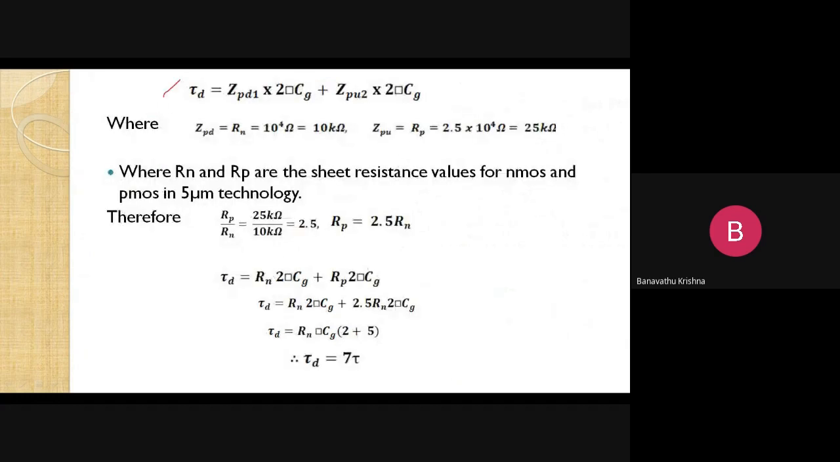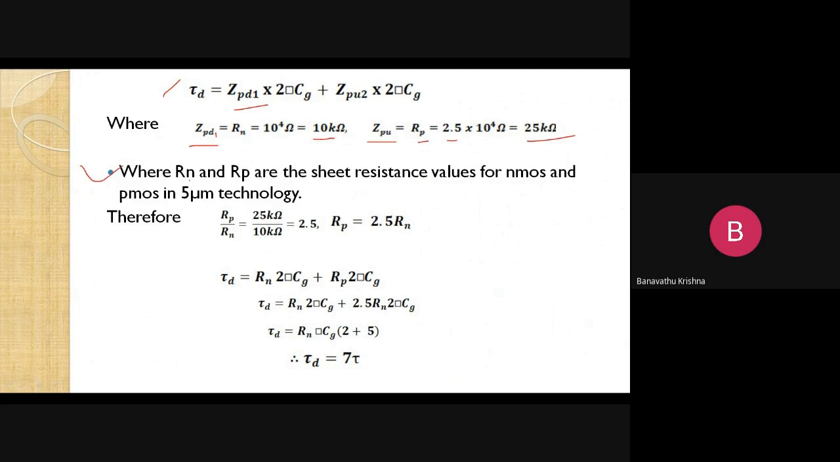So here the total delay equals Z pull down 1 into 2 square Cg plus Z pull up 2 into 2 square Cg. But we know that Z pull down 1 equals Rn, that is 10 to the power of 4 ohms, which is converted into 10 kilo ohms. Similarly, Z pull up P equals Rp, that is the resistance value for the P channel, 2.5 into 10 to the power of 4 ohms, which is converted into 25 kilo ohms, right?